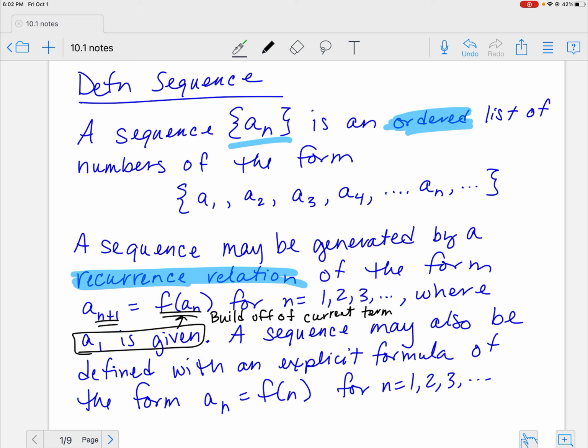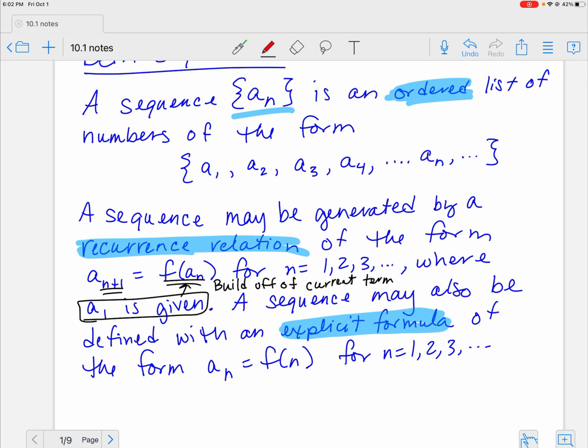All right? So you can have a recurrence relation that builds on itself, and you can have an explicit formula. Now, the fact that this even has the word formula in it ought to tell you something. This is legit going to be a formula. And you don't have to build off anything. It is just the formula.